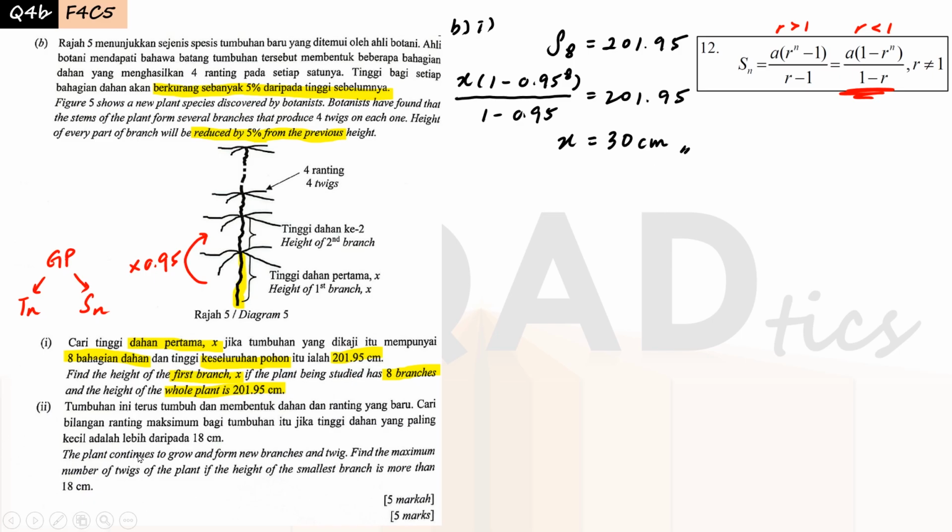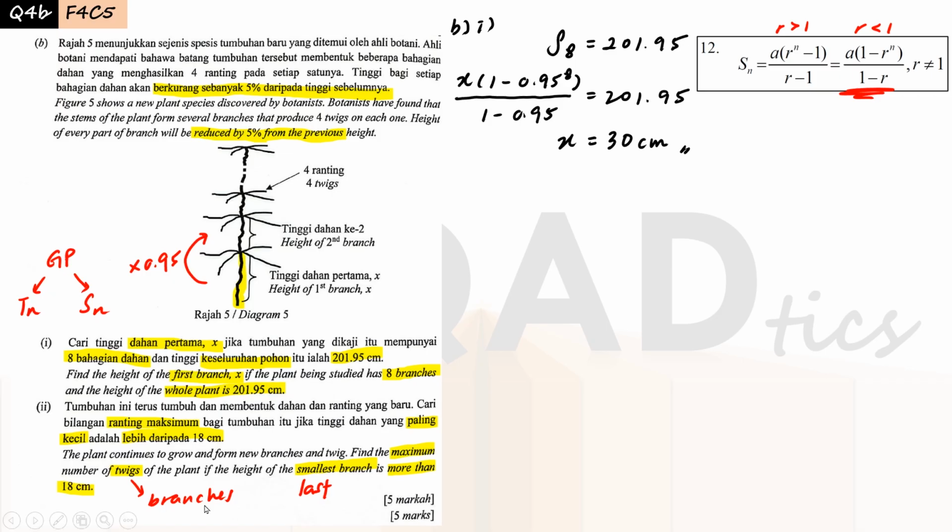For the next part, it says that the plant continues to grow and we need to find the maximum number of twigs if the height of the smallest branch, meaning the last branch, is more than 80 cm. Right, so twigs are the things you can see at the end of every branch. As we see here, these are all the twigs, and they occur at the end of every branch, and there will be 4 twigs. So to find the number of twigs, we need to find the number of branches first.